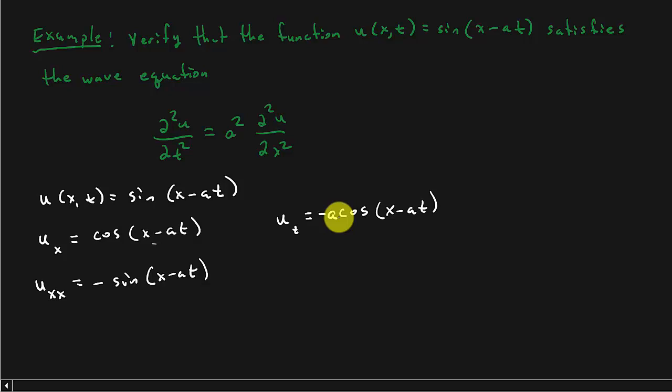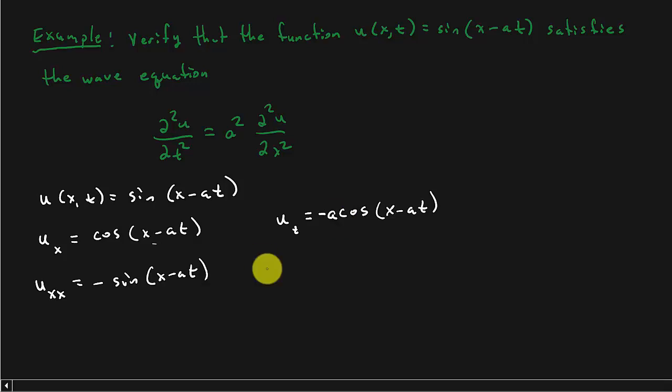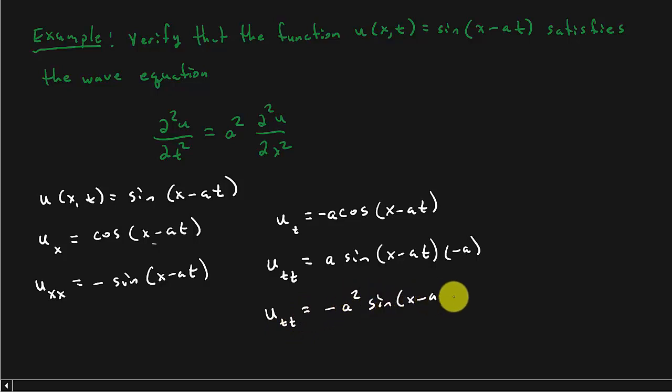Okay. All right, and then we've got the second partial with respect to t. Well, the derivative of cosine is negative sine, so the negative and negative make it positive sine(x minus at) times the derivative of what you're taking the cosine of, which is negative a. So here we get negative a squared sine(x minus at).